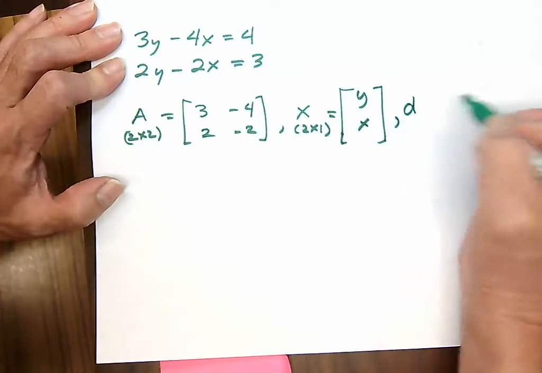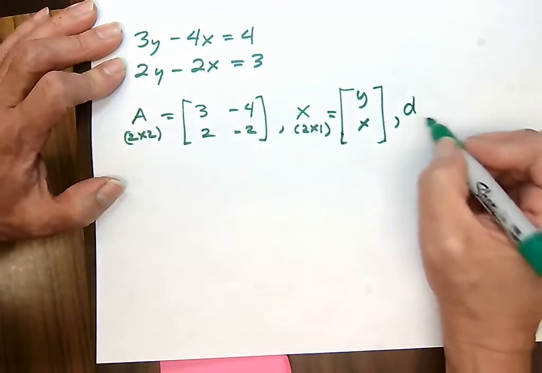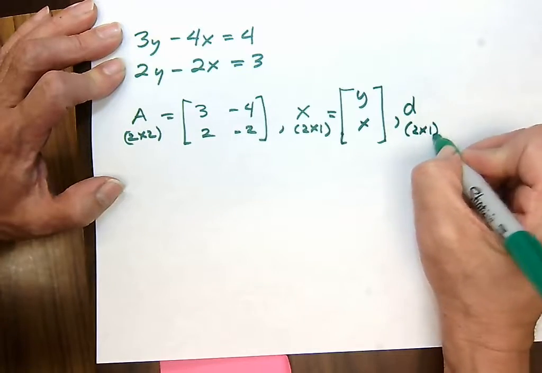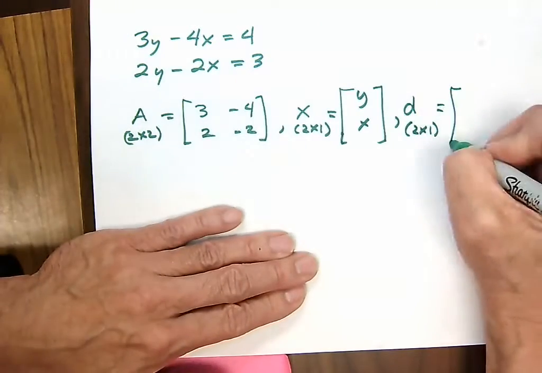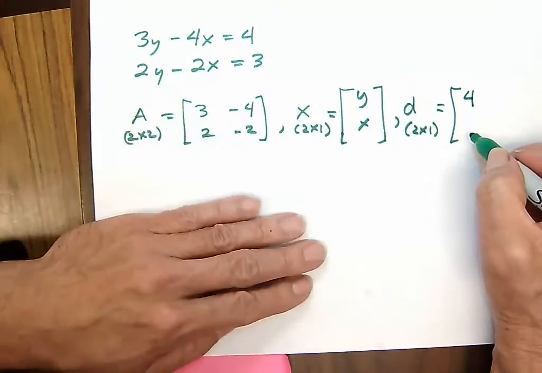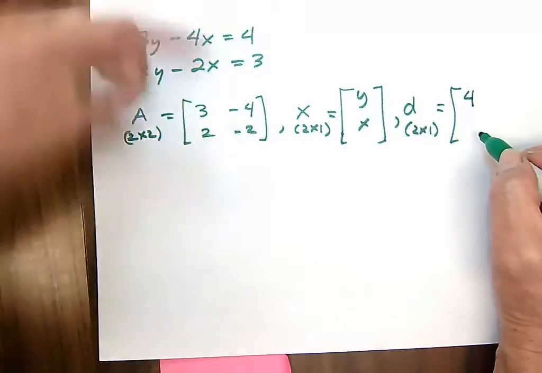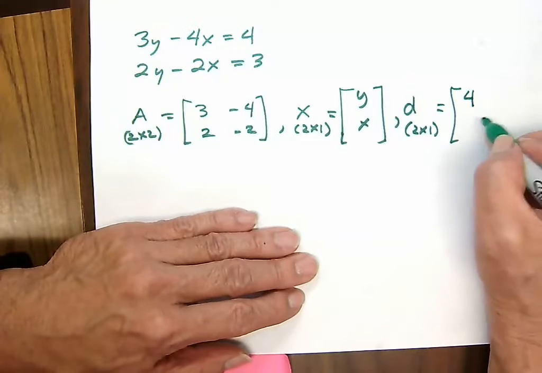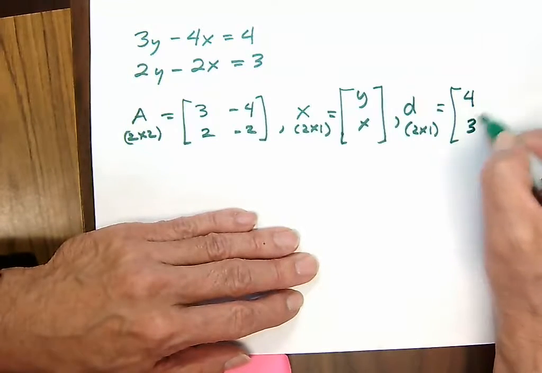And finally, we have the D matrix of constant terms, which again is going to be a 2 by 1 column vector. We put the constant term from the first equation first, and then the constant from the second equation as the second element, which is just 3.